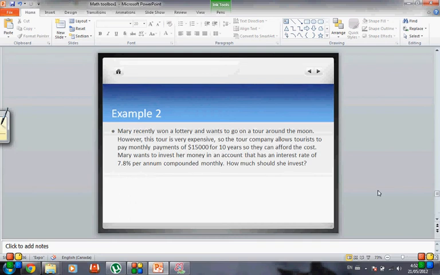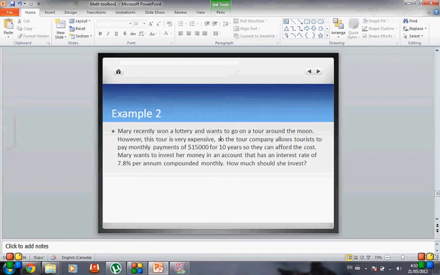So let's move on to another real-life example. We all know that there's a new kind of space race now where private industries want to send up tourists to the moon and have them pay bulk sums of money to basically view the moon. So let's say that Mary recently won a lottery and wants to go on a tour around the moon. She's one of those people who's rich and wants to spend money.